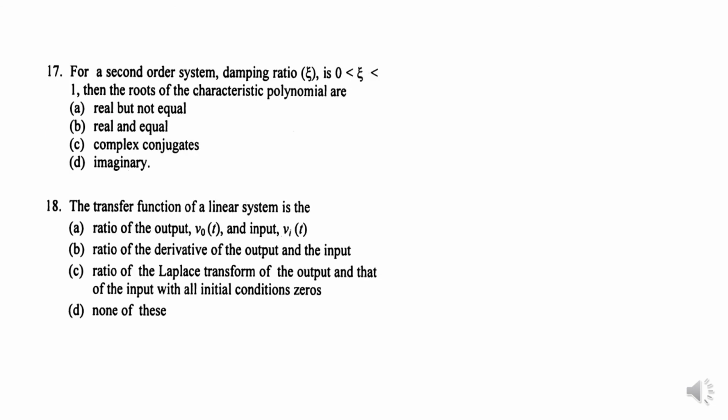Next problem, for a second order system, damping ratio is given 0 is less than zeta is less than 1. Then the roots of the characteristic polynomial. This is the underdamped system, zeta is less than 1. In underdamped system, the roots of the characteristic equation are complex conjugates. So option C is the correct answer.